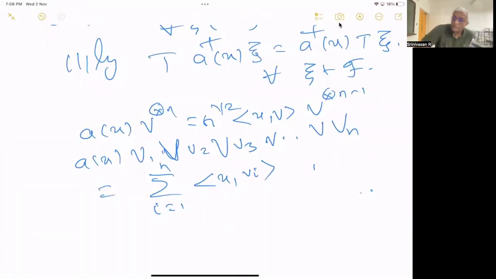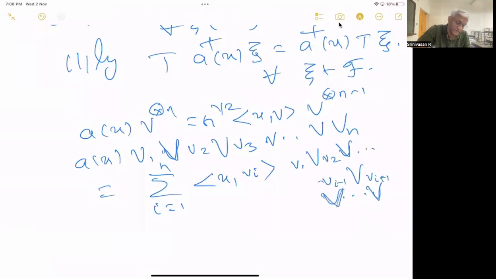Okay, so let's continue. This will just take out the inner product, and then it will be V1, V2, up to Vi minus 1, Vi plus 1. The Vi will be missing, up to Vn. This is how the annihilation operator will act on that.